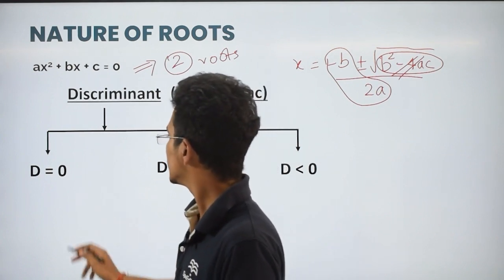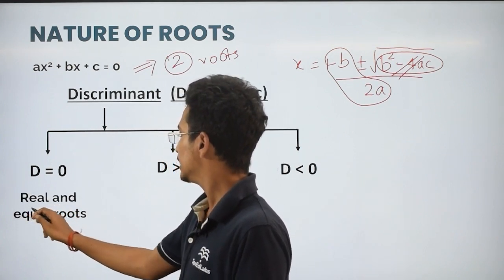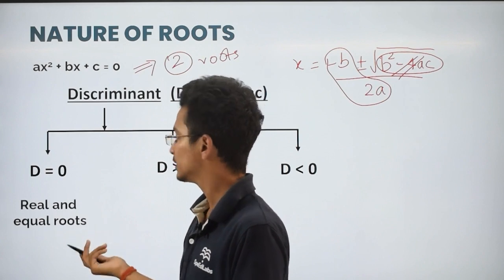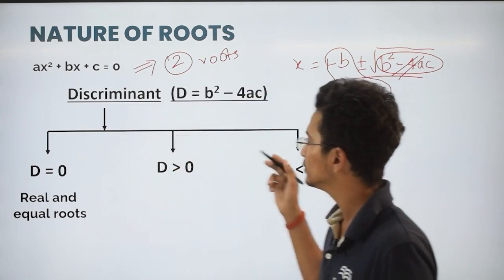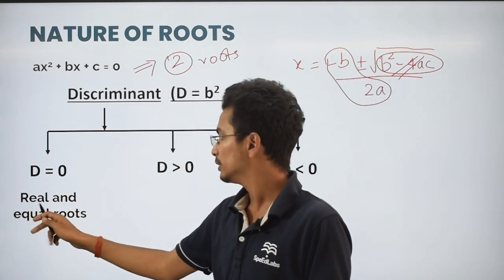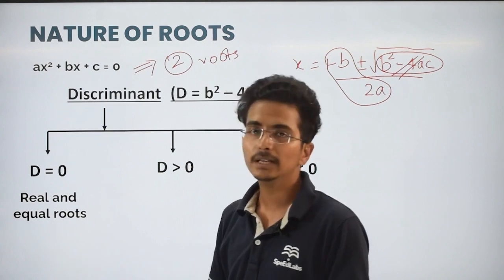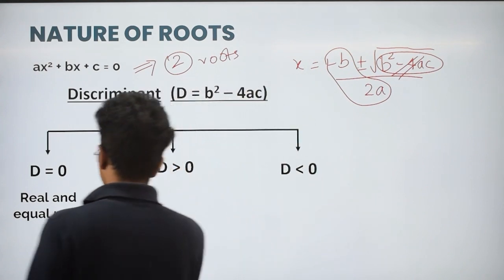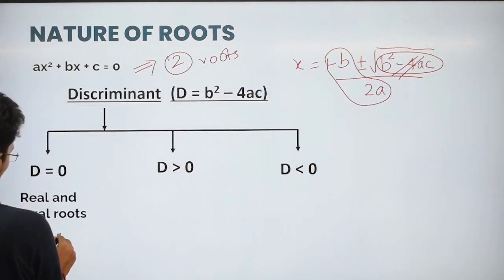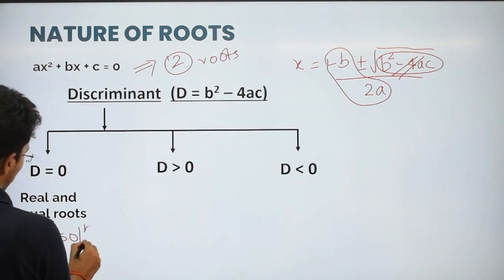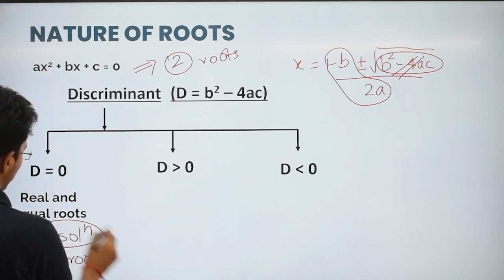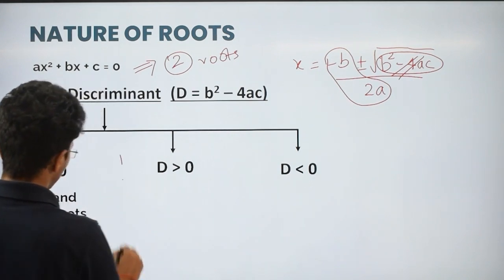You can say the roots will definitely be real, because no imaginary term came. So we will get real roots, and both of the roots will be equal. One important thing you can note down here: it has one solution and two roots. The solution is 1 because we are getting only one value of x. So one solution and two roots.